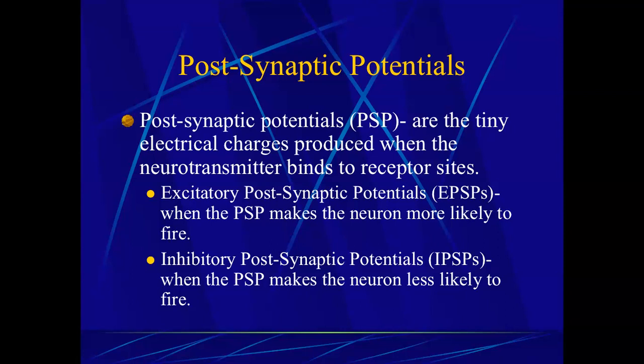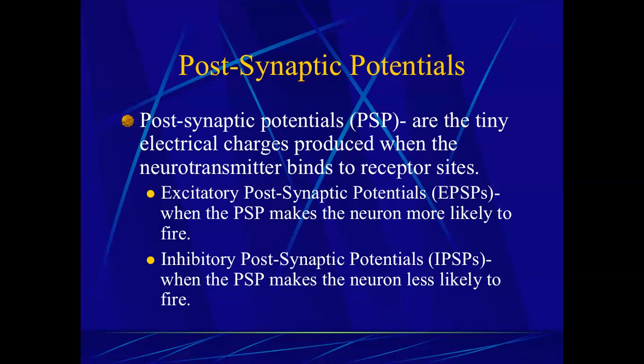So an excitatory postsynaptic potential makes that second neuron more likely to fire, right? As we get closer and closer to threshold, it's going to make that neuron more likely to fire. That makes sense, right? So if resting potential is negative 70 millivolts, depolarization makes it less negative. Well, an excitatory neurotransmitter is going to make it less negative, which means it's going to depolarize that cell and it's going to make it more likely to fire.